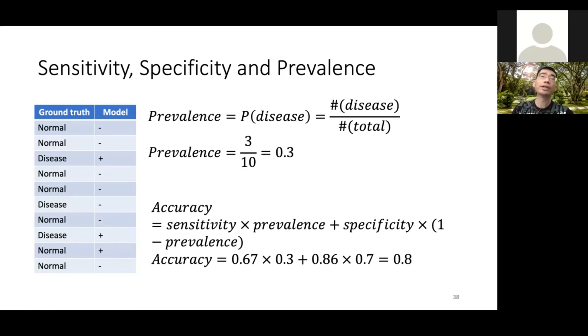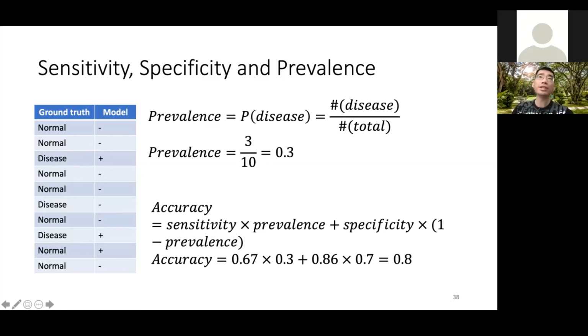And now let's look at the prevalence of disease in this set. So this is simply the fraction of disease examples, computed as the number of disease examples over the total number of examples, which is 3 out of 10 or 0.3.